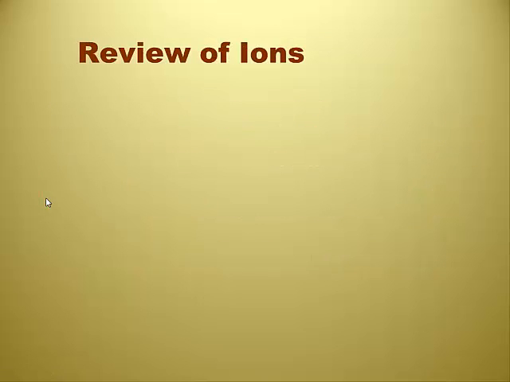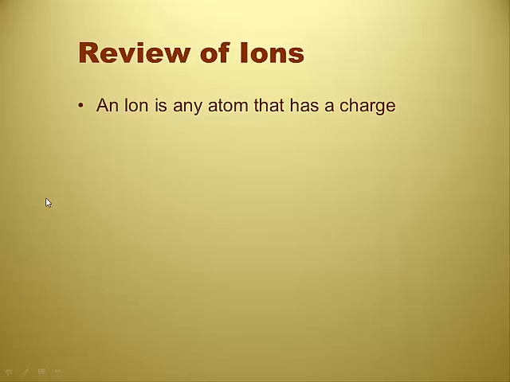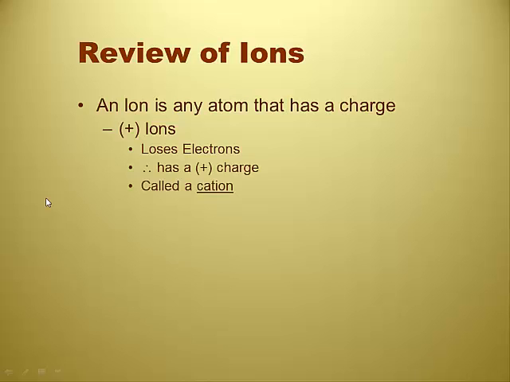Review of ions. What's an ion? An ion is any atom that has a charge. Positive ions lose electrons, have a plus charge, and are called cations. For example, lithium and beryllium.